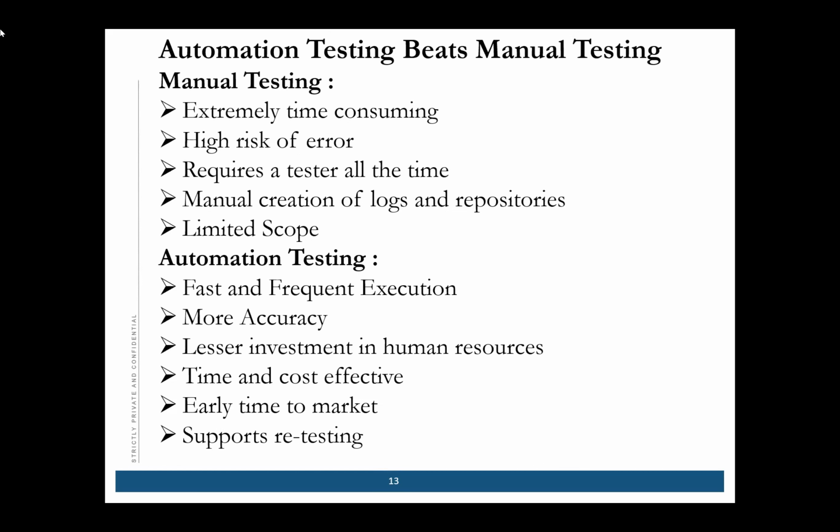Once you are done with your script, then it is a fast execution. So if they say automation testing is fast, no, it's not always fast, but once your script is created, then it is fast testing. More accuracy, yeah, because once you have written proper testing scripts, you don't have to check manually again and again whether your script is correct or not. It will be more accurate.